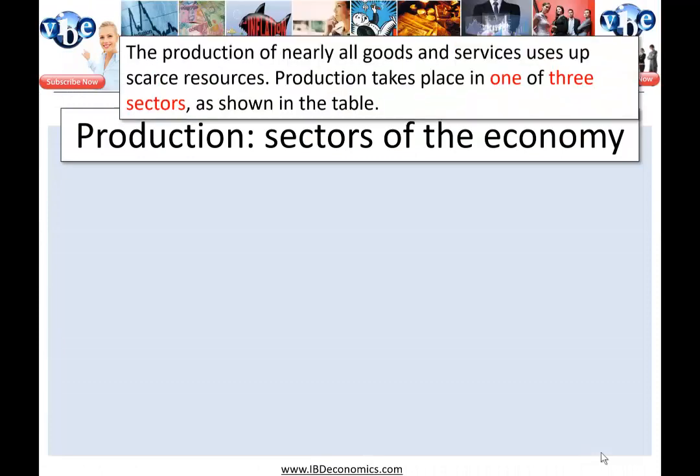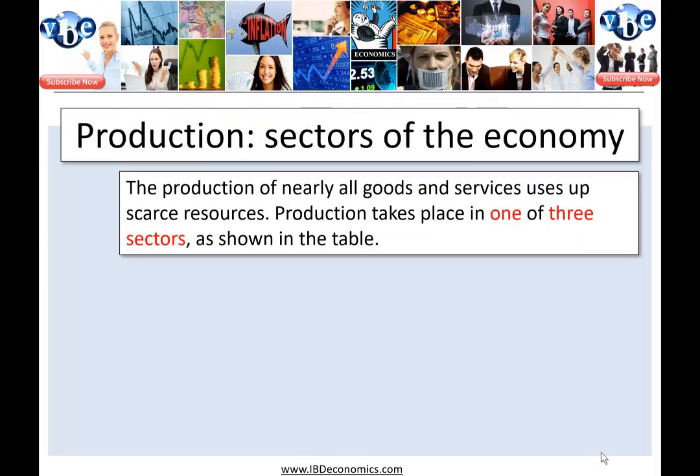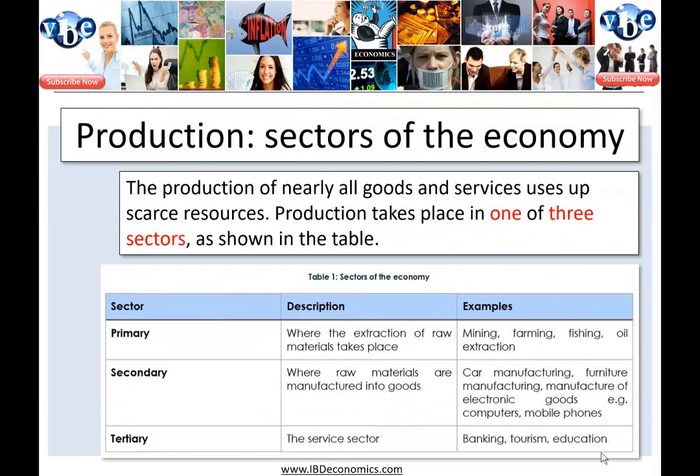We have different sectors of the economy that are productive. Now, the production of nearly all goods and services uses up scarce resources. Nearly all. Production takes place in one of three different sectors: the primary, secondary, and tertiary sectors. Primary is all about the extraction of raw materials. It's getting that oil, that gas, the minerals, agriculture, horticulture, fishery, forestry.